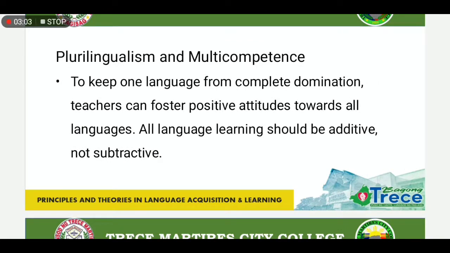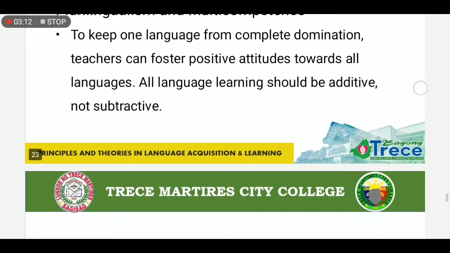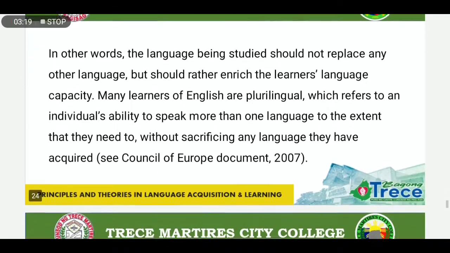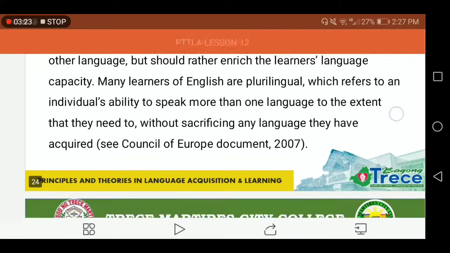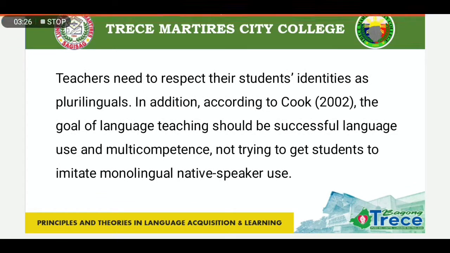Plurilingualism and multi-competence. To keep one language from complete domination, teachers can foster positive attitudes towards all languages. All language learning should be additive and not subtractive. In other words, the language being studied should not replace any other language, but should rather enrich the learner's language capacity. Many learners of English are plurilingual, which refers to an individual's ability to speak more than one language to the extent that they need to, without sacrificing any language that they have acquired.